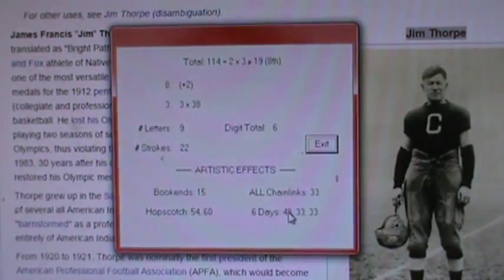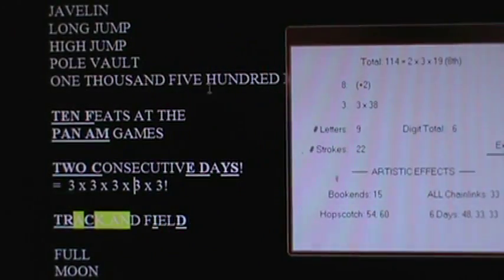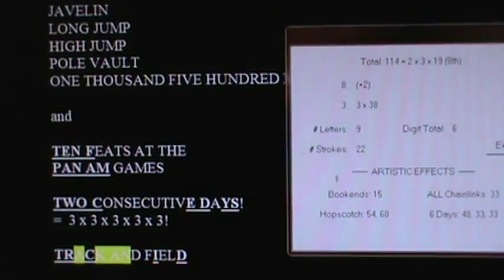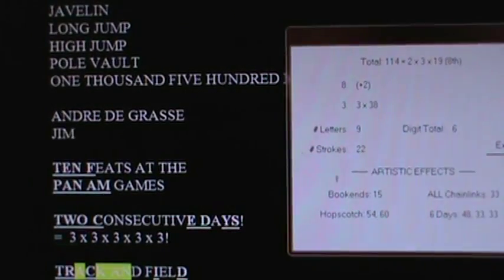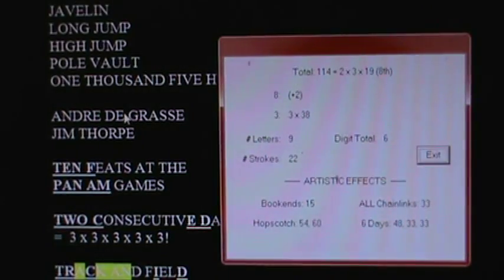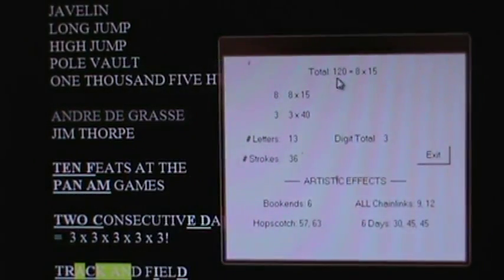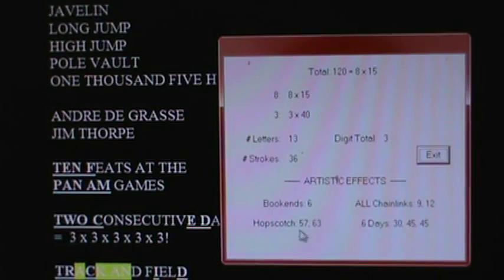6 days of creation. So watch this. If we put Andre de Grasse right next to Jim Thorpe, I'm just showing you some beauty here that is very similar. Andre de Grasse right next to Jim Thorpe, and run it through the calculator. Watch what you see. Don't blink, okay? Andre de Grasse, 120. Bookends, chain links, hopscotch, 6 days of creation pattern. Jim Thorpe, don't blink. The numbers changed, but everything, the artistic effects were the same.